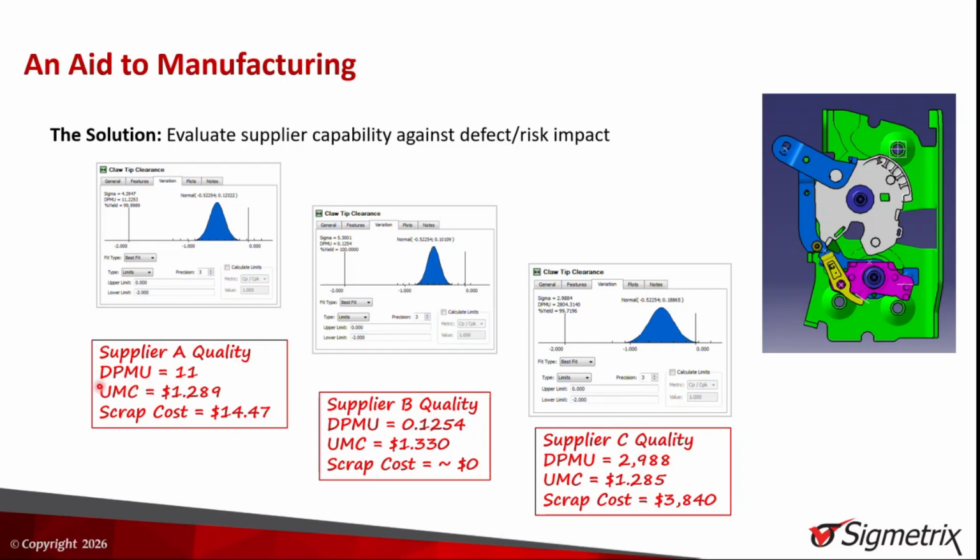DPMU means how many defects per million units. For supplier A, they only have 11. For supplier B, it's almost equivalent to 0, while supplier C has quite a lot, almost 3,000. But when we come to price, it is the cheapest. And for the highest quality, the scrap cost is almost 0, but the unit price is the most expensive.